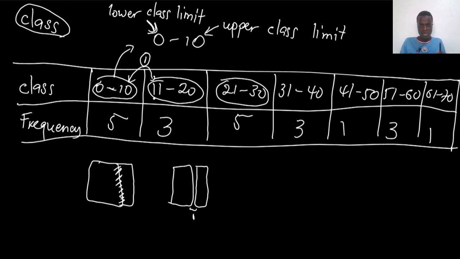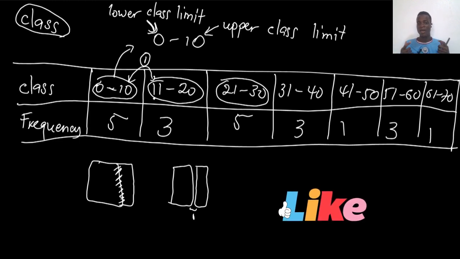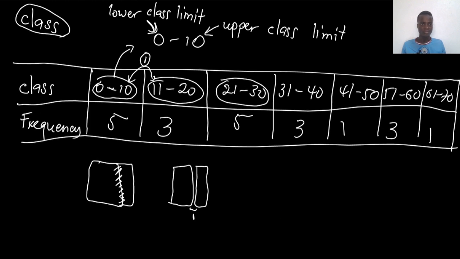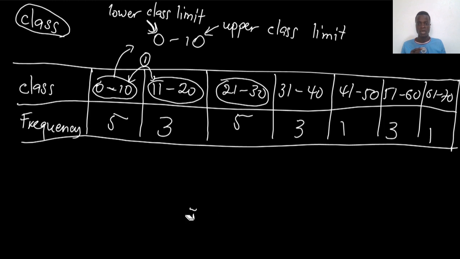We can bind them together such that when it is 0 to 10, then the next one will take it from that 10 going. It's not that easy. You don't have to just go and change them, but you have to follow something. So we are going to do that right now. Let's use the first classes, 0 to 10 and 11 to 20. In this case, they are class limits, right?